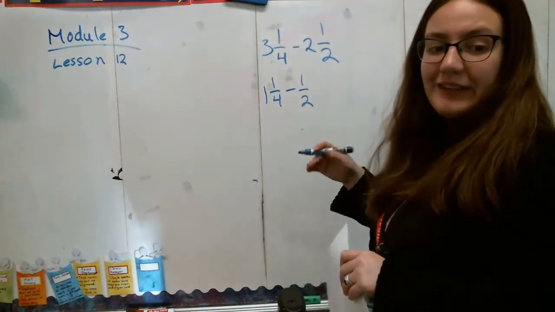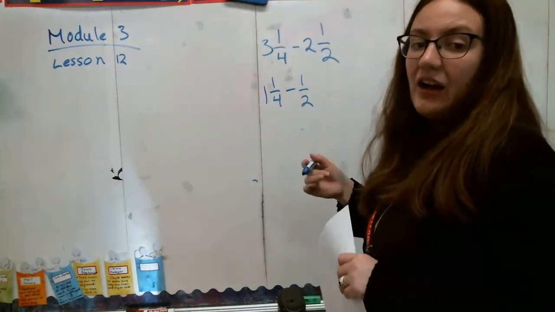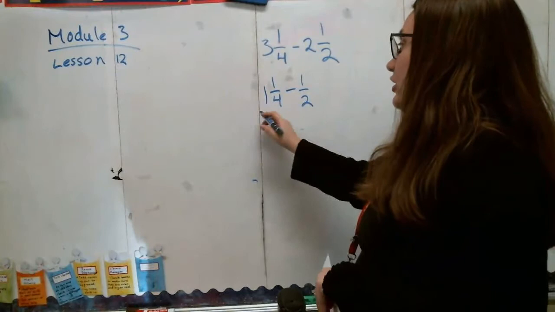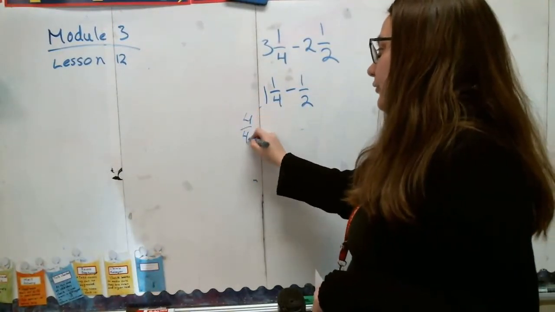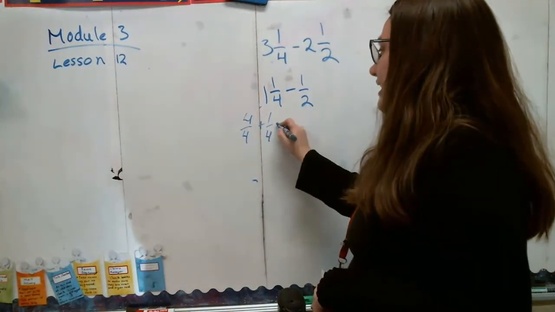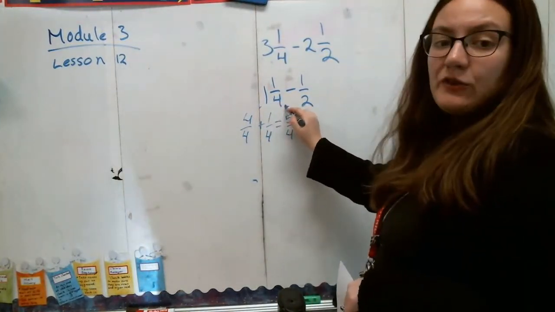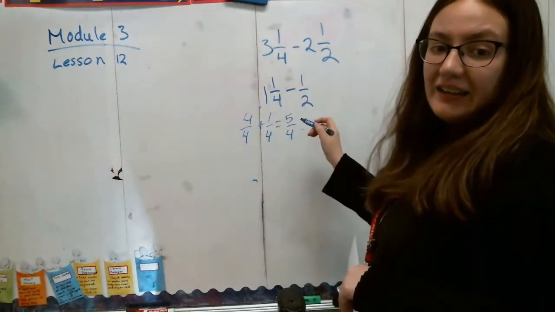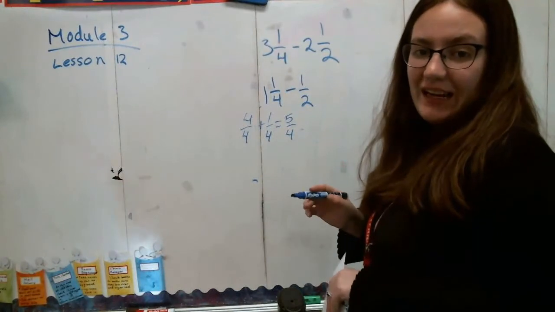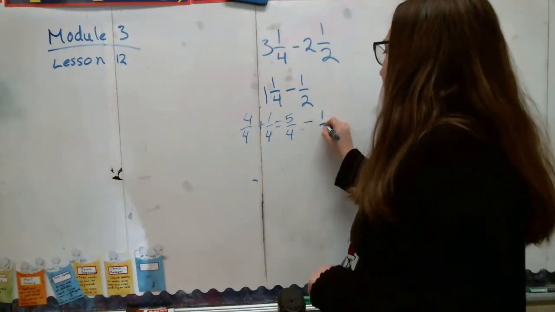And just like in the previous lessons, I'm going to have us change this into an improper fraction. So remember, there's two different ways I can do this. I can think of this as 4/4 plus 1/4, which gives me 5/4. Or I can go 1 times 4, which is 4, and 4 plus 1, which is 5. And then I could rewrite it as 5/4 as well. So then we do 5/4 minus 1/2.